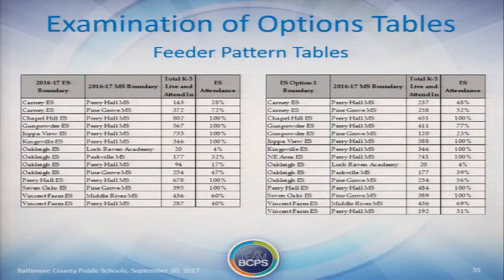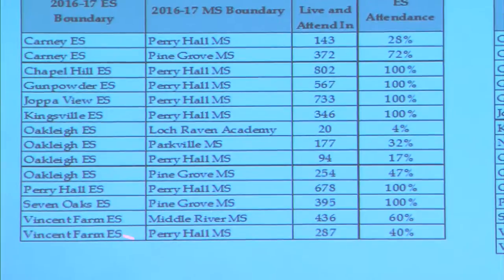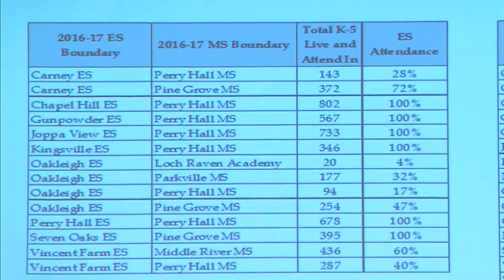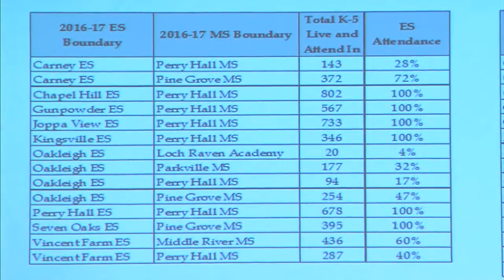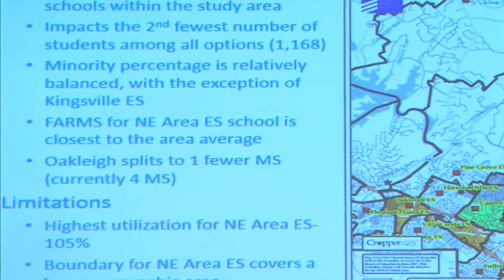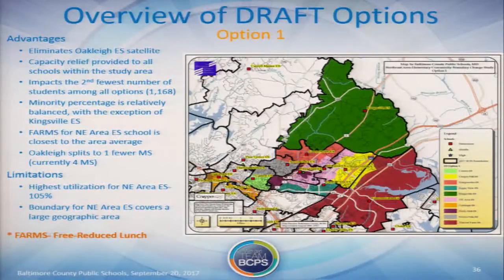We've given you feeder pattern data, so you can see the percent of schools that are split between two middle schools. For instance, Kearney Elementary is split to two middle schools. 28% of the elementary school splits to Perry Hall, 72% goes to Pine Grove, and this gives you the totals. Schools that show 100% represent an elementary school that feeds 100% into a middle school. So we've got this for the current boundaries, and then for each option, we've provided this as well. So just a little overview on the options.